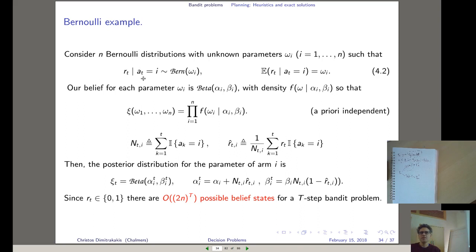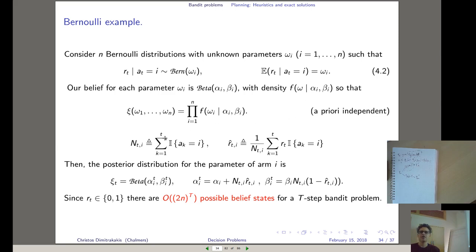Well, you have a bunch of distributions with unknown parameters. You assume that if you take action i, then you get a Bernoulli reward with parameter omega_i. So the expected reward is actually omega_i. And you have a beta distribution prior for every different arm, which is independent of every other arm. So you don't learn anything about arm A if you play arm B. Right? You just learn about the arm that you play.